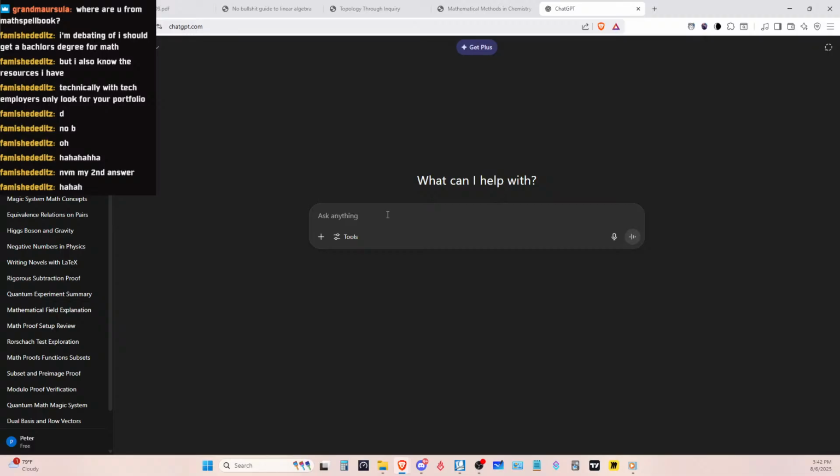let's type this question: how to tell if a matrix is diagonalizable without computation. Let's start off with that.